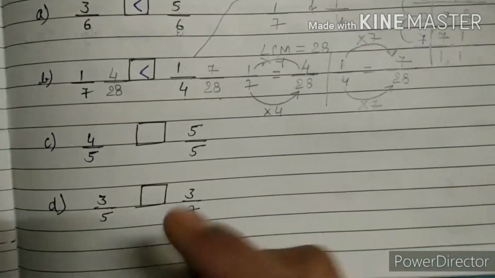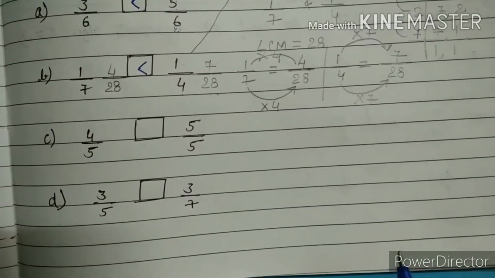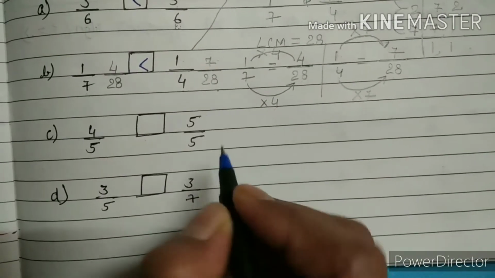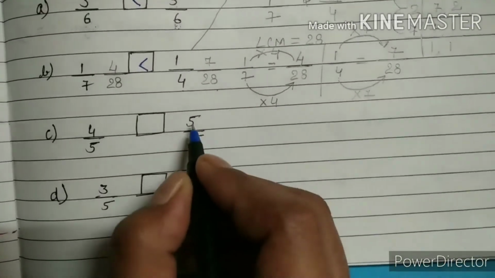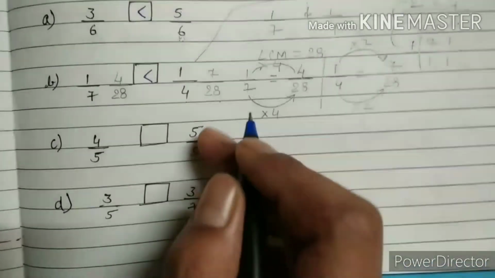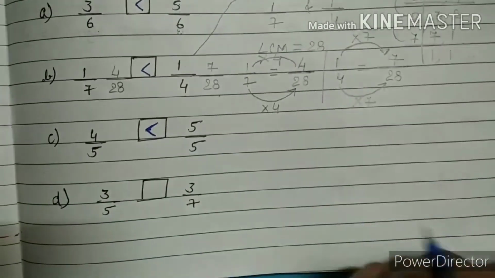Now C, 4 by 5, that will compare with 5 by 5. So you can see the denominators are the same. So in the numerator, out of 4 and 5, 5 is greater. It means this fraction, 5 by 5, is greater.